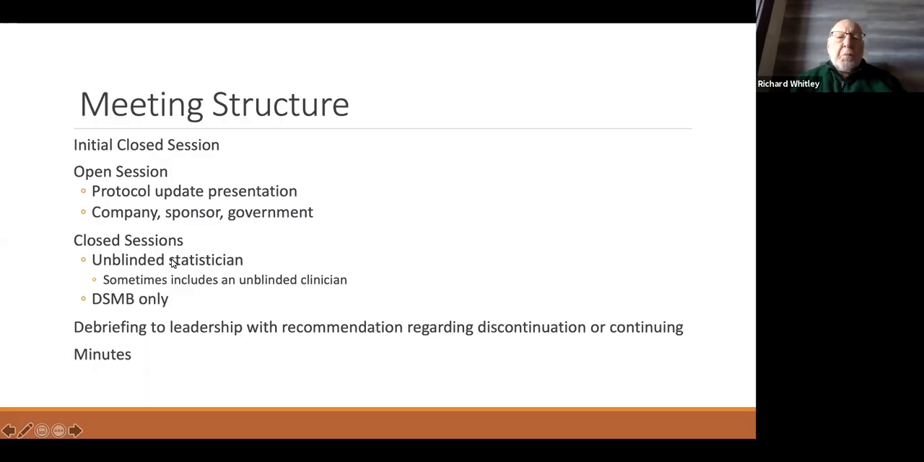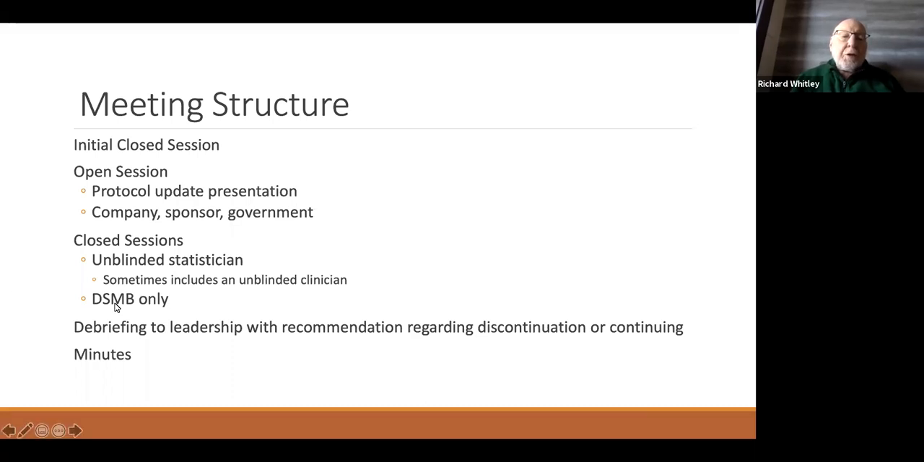The first closed session begins with that of an unblinded statistician who will compare treatment interventions or device interventions to determine whether or not there are differences in either safety or efficacy, which the Data Safety and Monitoring Board should be aware of. More recently, we've gone to a new model in some of the data safety and monitoring boards that I've been involved in that include an unblinded statistician and an unblinded clinician as well. The unblinded clinician's role is to provide a medical interpretation of the data presented by the unblinded statistician.